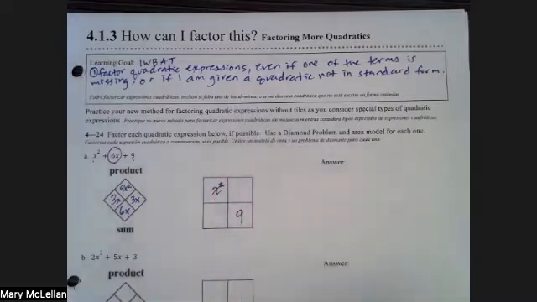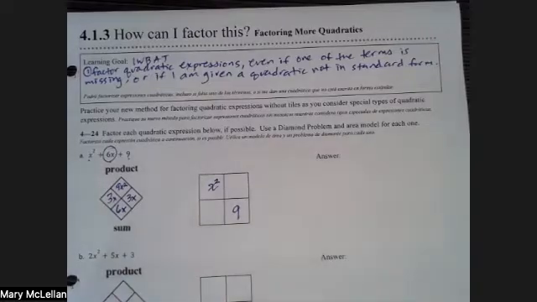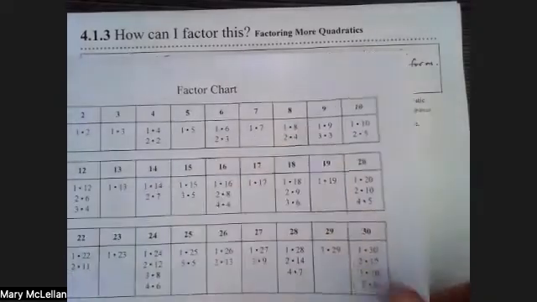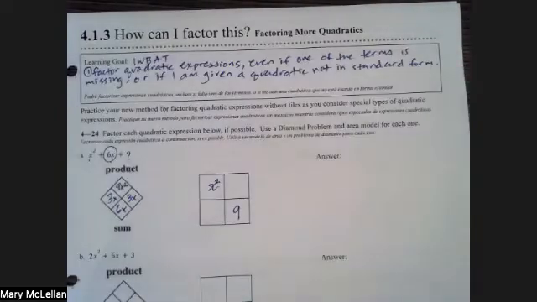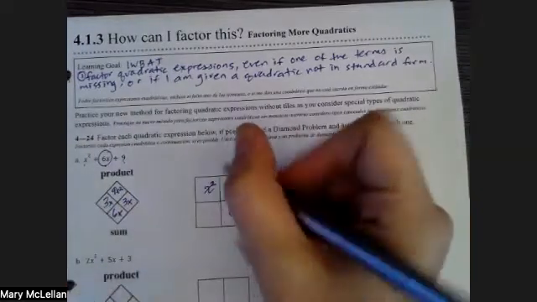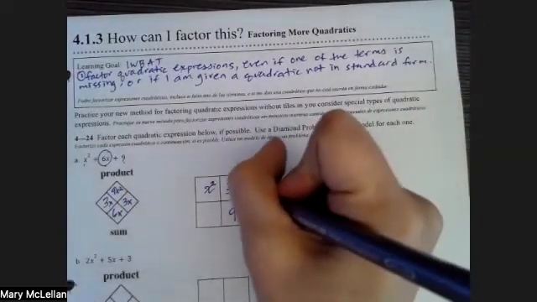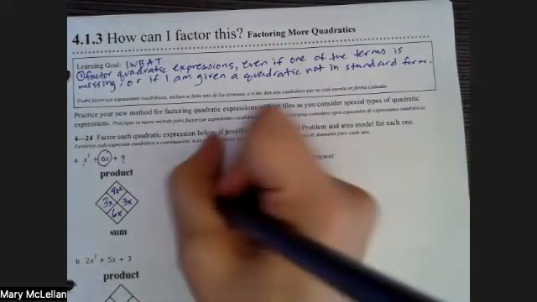And if you didn't know that, you could grab your multiplication chart and check out all the factors of 9. I'll grab that right now. The factors of 9, as you see, are 1 and 9 and 3 and 3. 1 and 9 wouldn't work because 1 plus 9 is not 6, it's 10. I needed 3 and 3. Okay, now I take these two pieces of my diamond and I put them in the missing boxes of my area model, 3x, 3x.